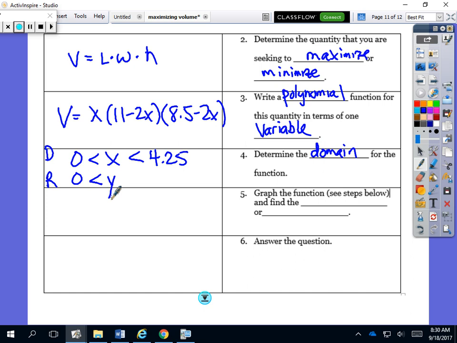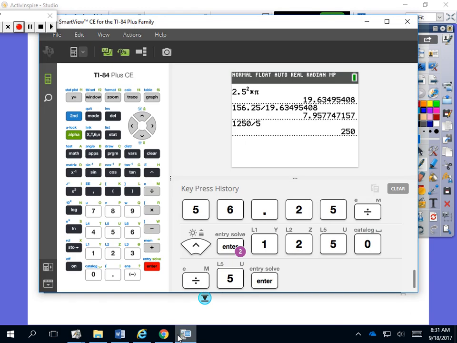What if x were 1? The least amount I'm going to be able to cut out, 1 inch. That would give me the highest number here probably. Well, let's make it 1. 11 minus 2 times 1 is 9. And then 8.5 minus 2 times 1 is 6.5. So 9 times 1 times 6.5.